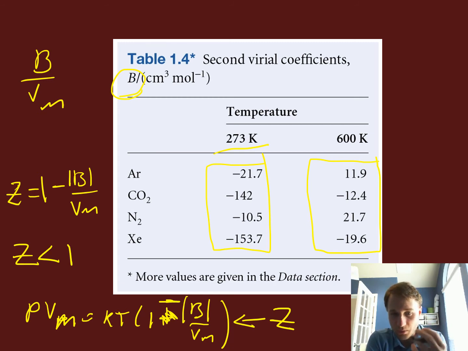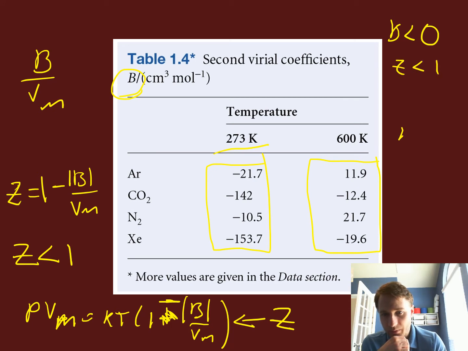So for the smaller molecules like N2 and argon here, at high enough temperatures, now the repulsive forces are starting to dominate, because at high temperatures these molecules are colliding more often, and when they collide they get closer together during that collision, and so they're starting to repel each other more. And so now for a positive value of this virial coefficient B, our compression factor will be greater than 1. So when B is less than 0, Z is less than 1. When B is greater than 0, Z is greater than 1.